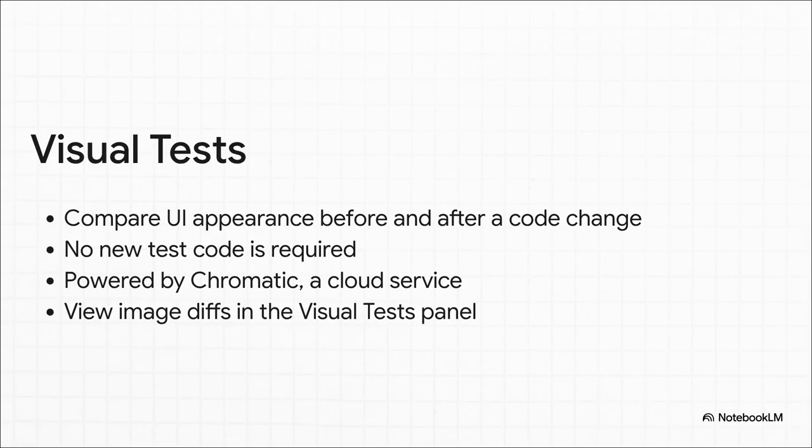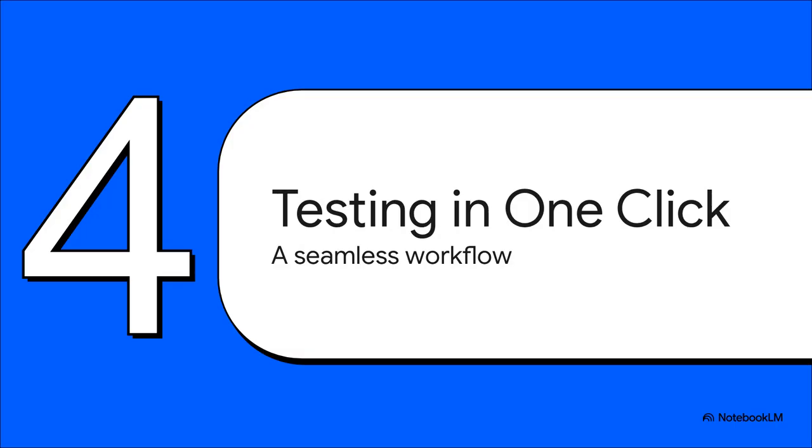This is all powered by Chromatic, which is a cloud service made by the Storybook team. And whenever it spots a difference, you can see the before and after image diffs right inside Storybook. So, we've got these 3 powerful ways to check our components. But the real magic, the part that makes this a true game changer, is how it all comes together in a totally seamless one-click workflow.